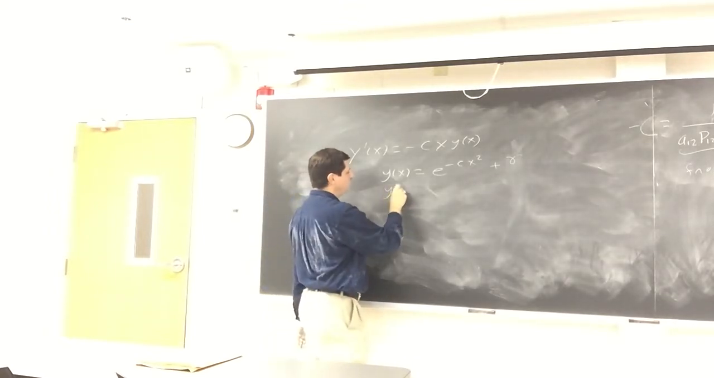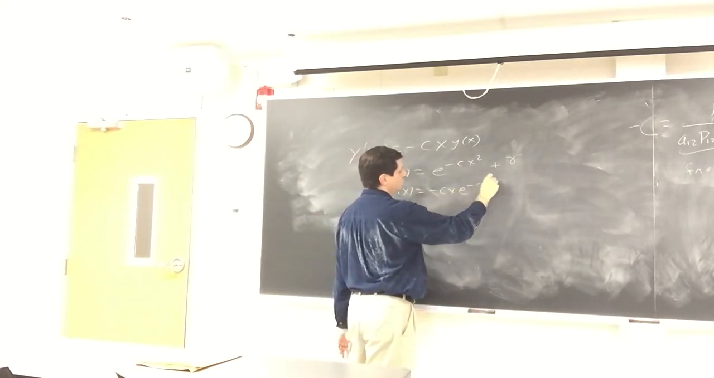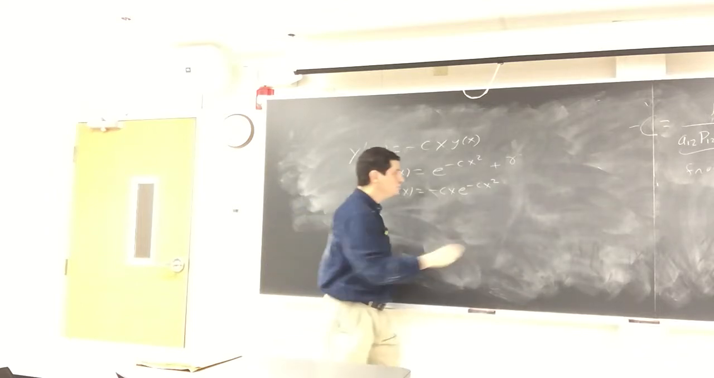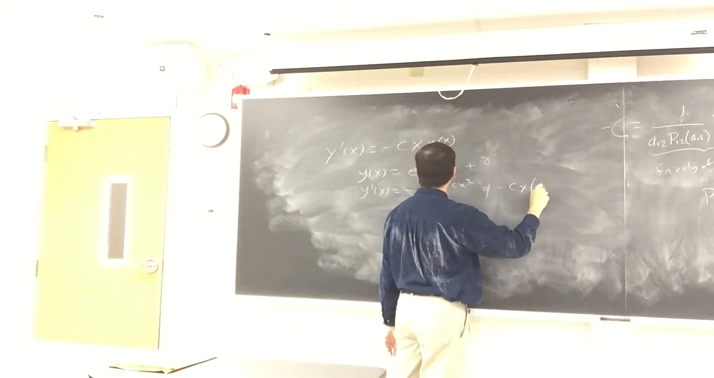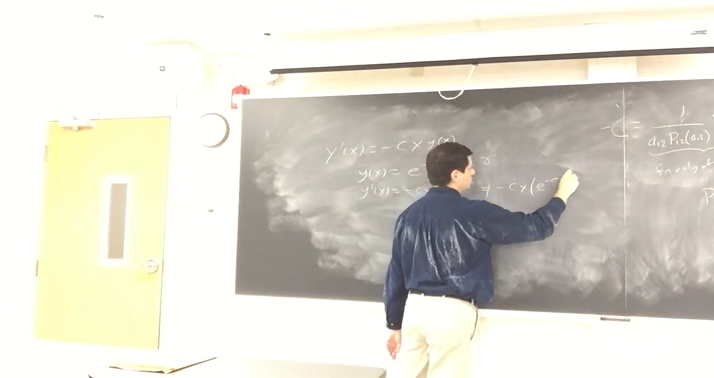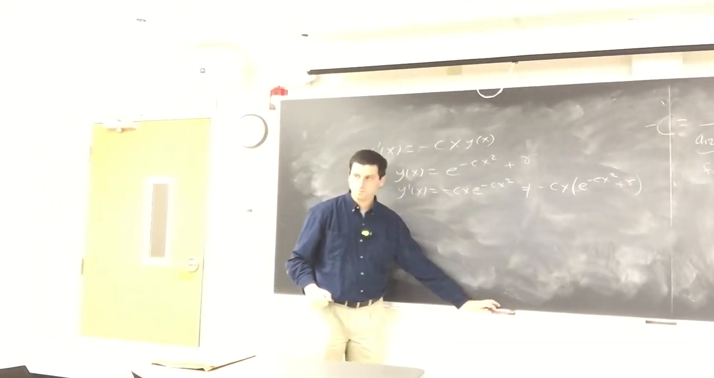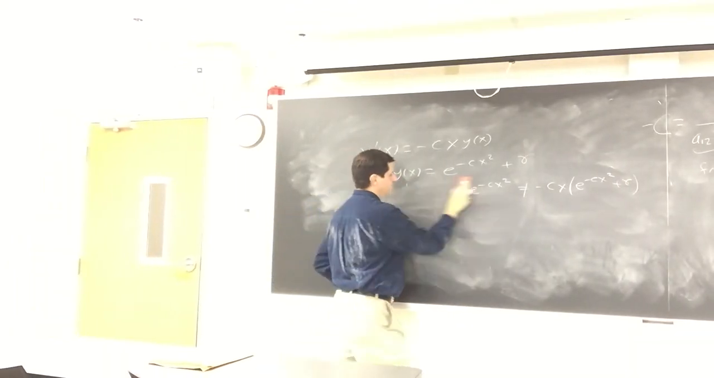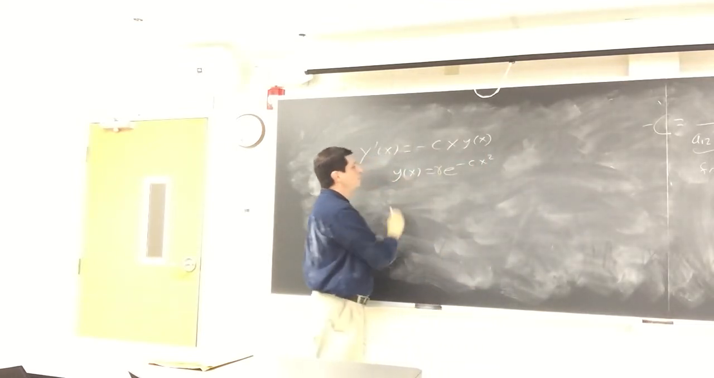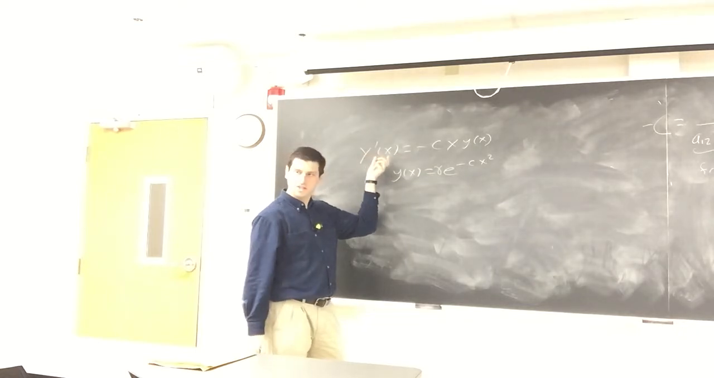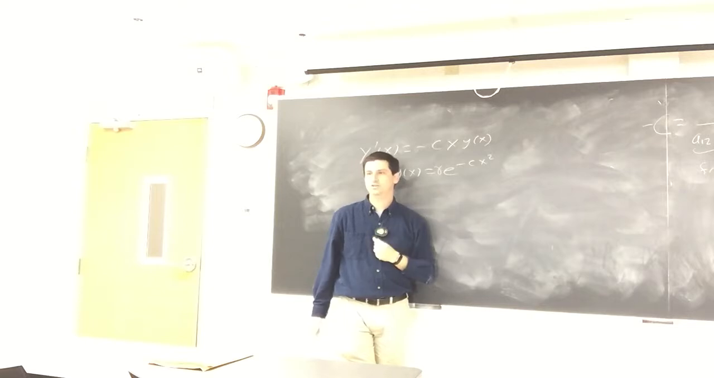So now if I take y prime of x, I will get negative cx e to the negative cx squared. But this is not going to be equal to negative cx y of x, which is e to the negative cx squared plus gamma. What if you multiply that by gamma? So if we multiply by gamma, then we're fine, because we multiply this side by gamma, and we multiply this side by gamma. So this is the most general solution.